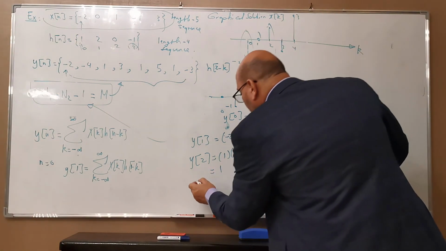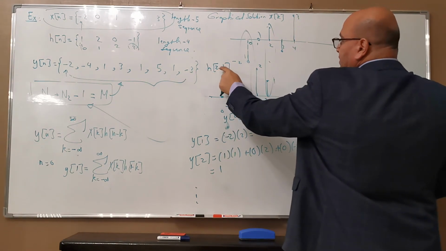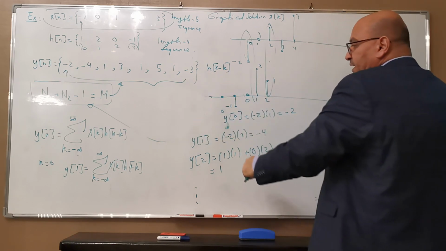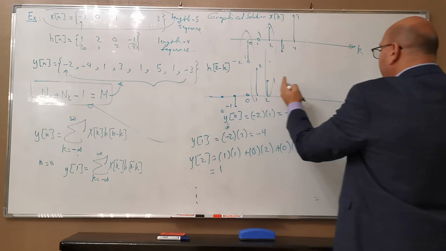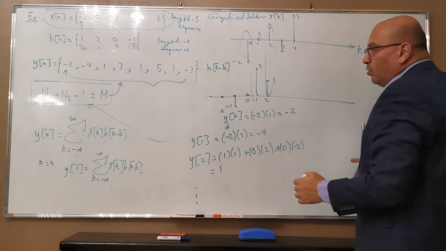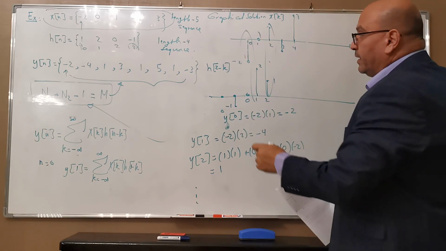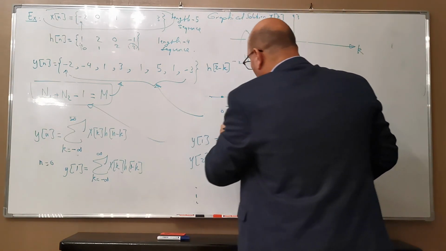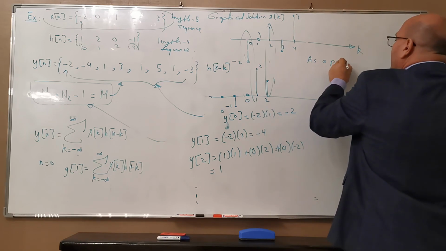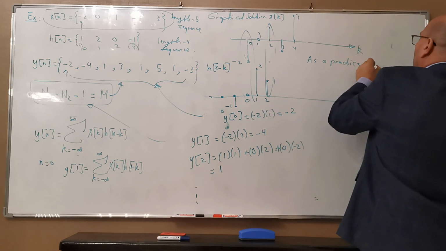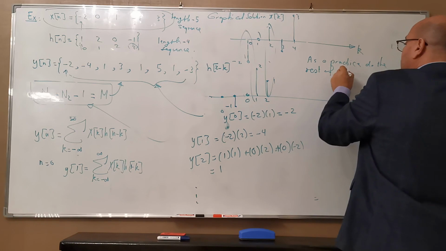Okay, and we continue shifting h of 3 minus k, h of 4 minus k, until we reach h of 7 minus k. And h of 8 minus k, the whole signal will be outside, no multiplication, no overlapping between x and h, and the end result will be this sequence here. But we will do this graphically. Please, as a practice, do the rest of the graphical solution.